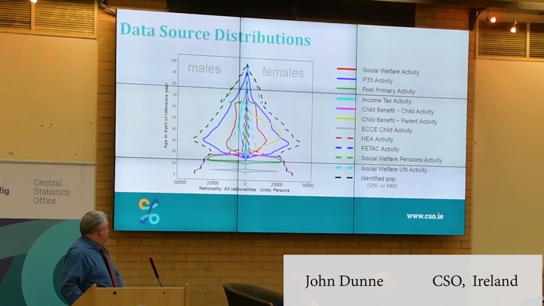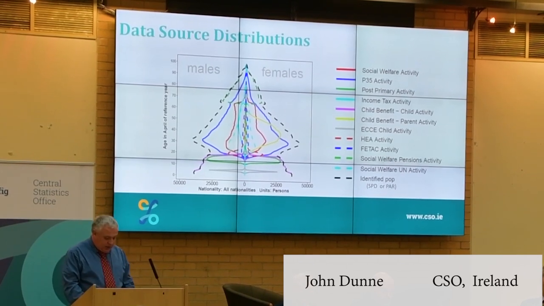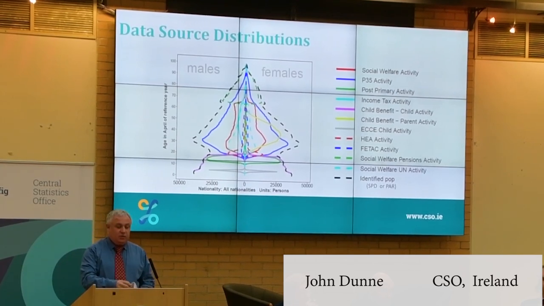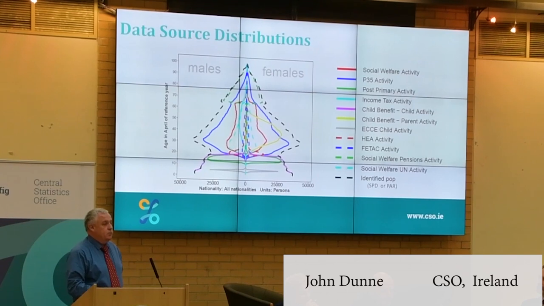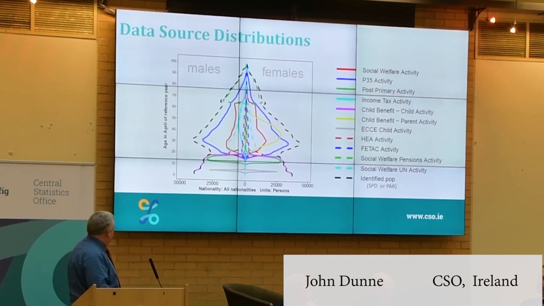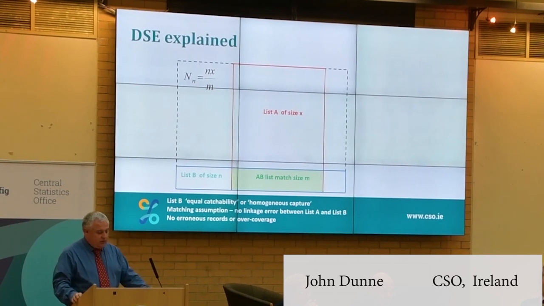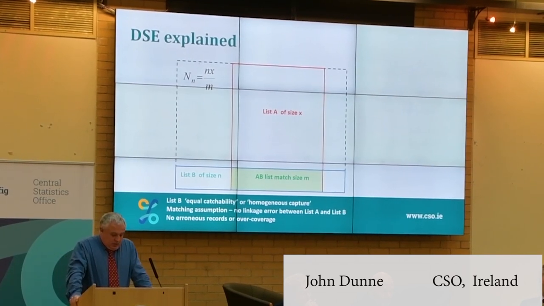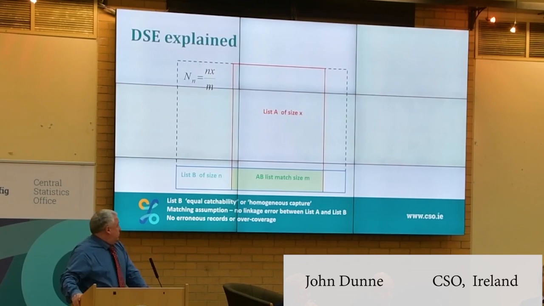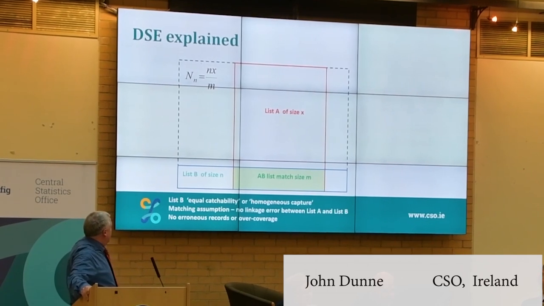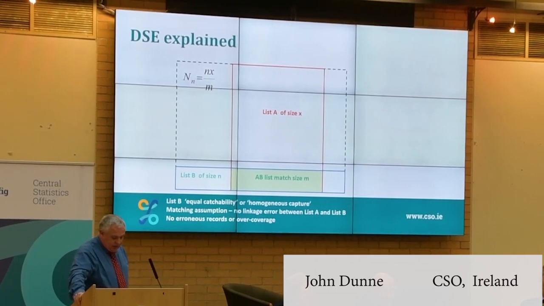Now we have to adjust this black dashed line, or the statistical population data set, to get the population distribution, and as I said, we use dual system estimation to do that. So, just quickly, a little bit about dual system estimation. We start with our statistical population data set, and in our notation, we'll call this list A, and it's represented by the red rectangle, and it's of size X.